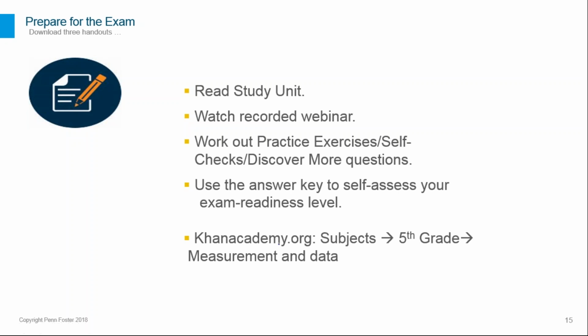Khan Academy is a free site. It's not required. It's not something that we have an affiliation with, but they have their free videos there. You can use them. If you go to their website, on the top left, click on subjects, 5th grade math, and measurement and data would be the most relevant set of videos that they have with this lesson.